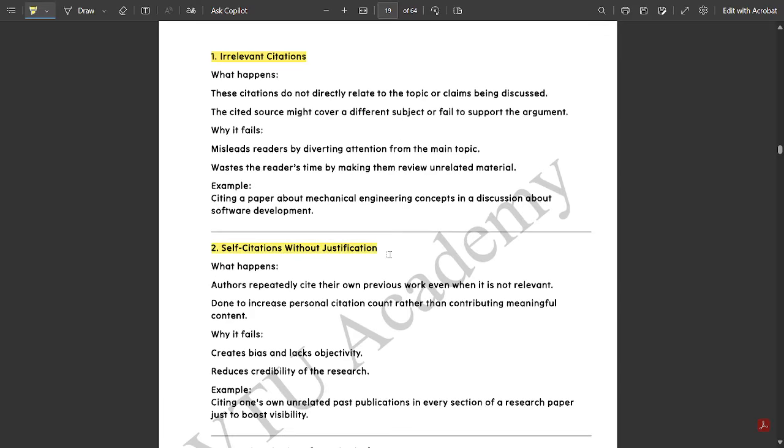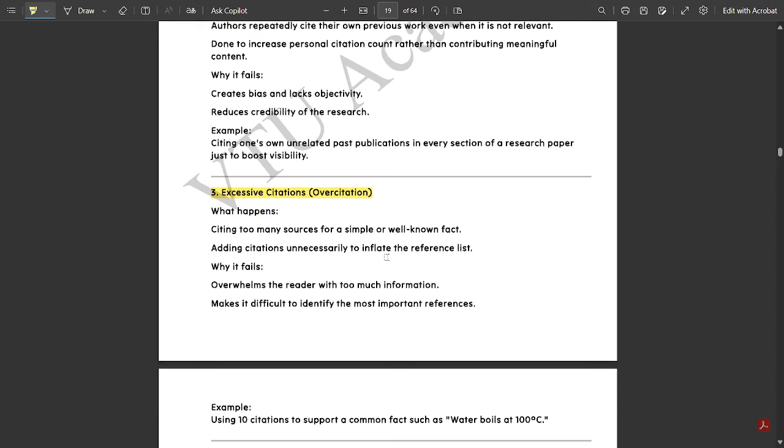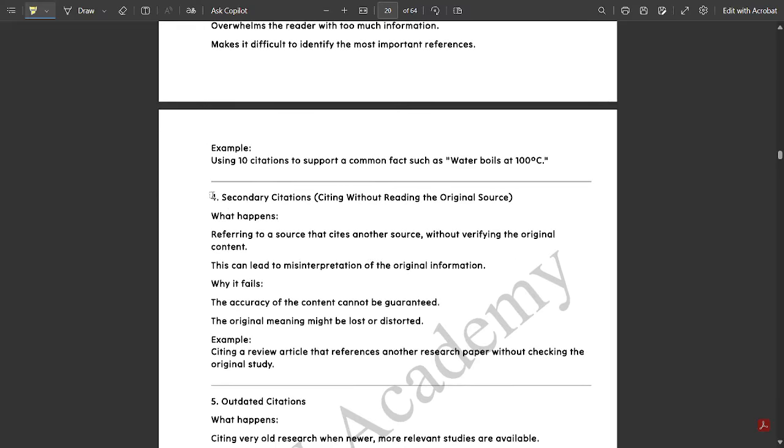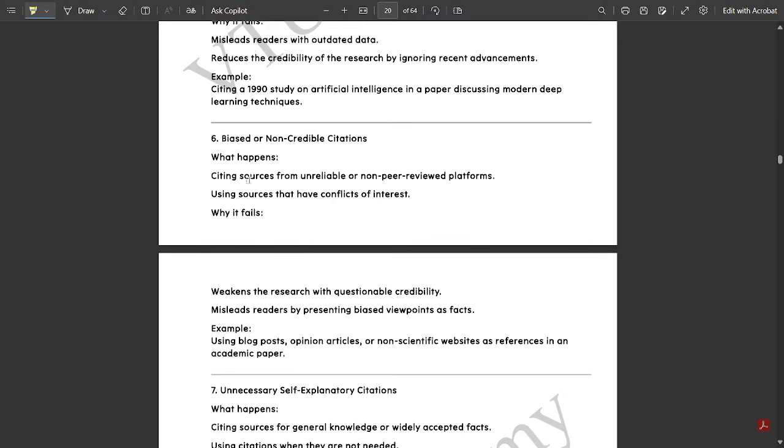And next is self citations without justification. Then we have excessive citations. Over citation would lead to many problems in the research pattern, so that you would get a lot of confusion. So over citation or excessive citations, you should not adopt. Next we have secondary citations, citing without reading the original source. Secondary citations involve two citations which are not required. Next is outdated citations, that is, citations which are of no use. Those are called outdated citations.